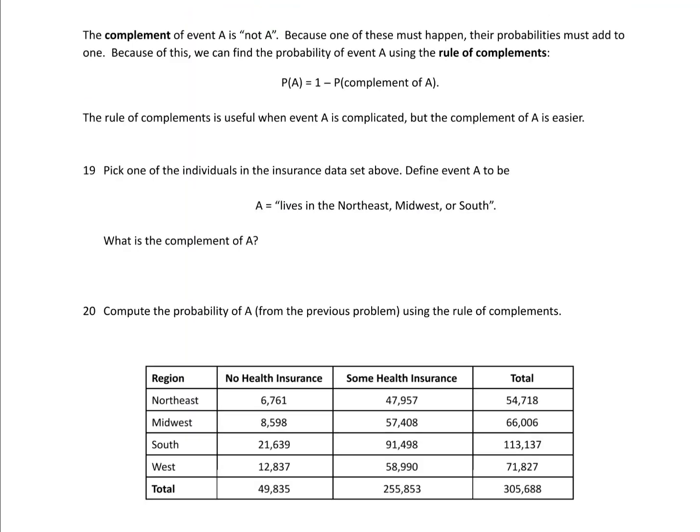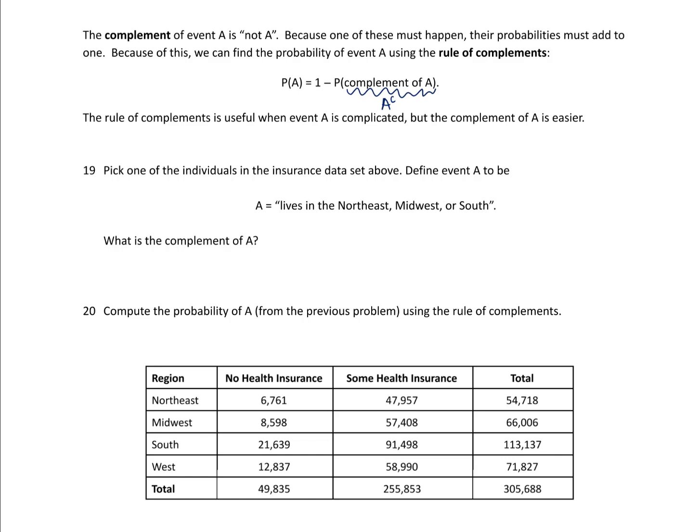The last rule that we're going to look at is the complement rule. The complement of event A is not A. Because one of these must happen, their probabilities must add to 1. Because of this, we can find the probability of event A using the rule of complements, which in mathematical notation is the probability of the event A is equal to 1 minus the probability of the complement of the event A. Sometimes we write A to the power of C. This just means complement of A.